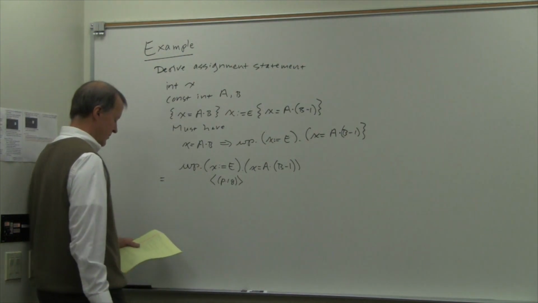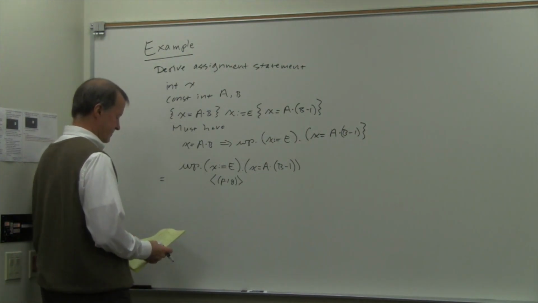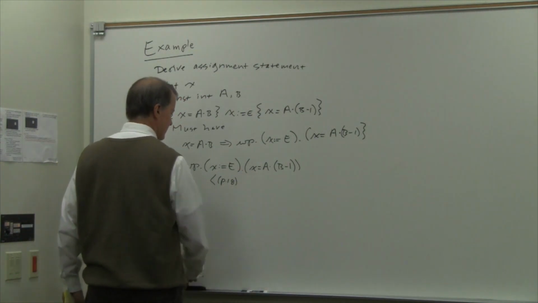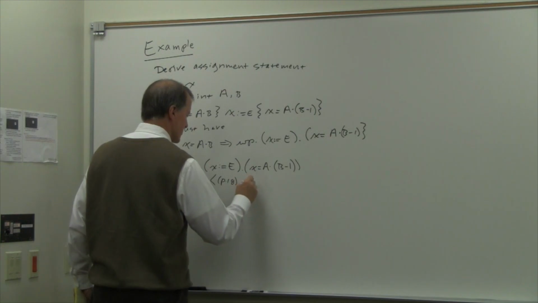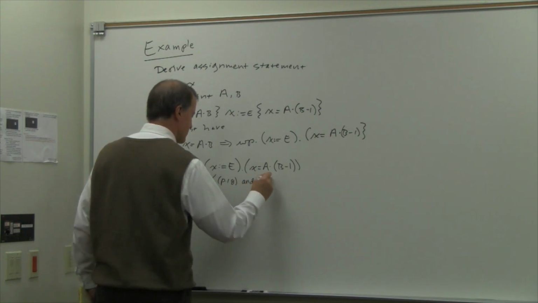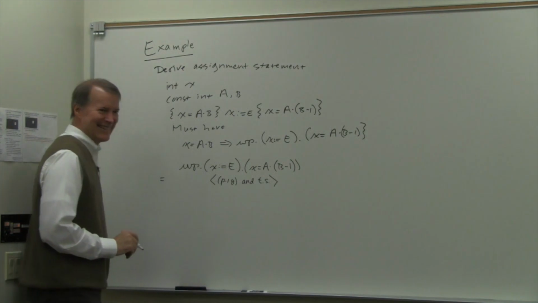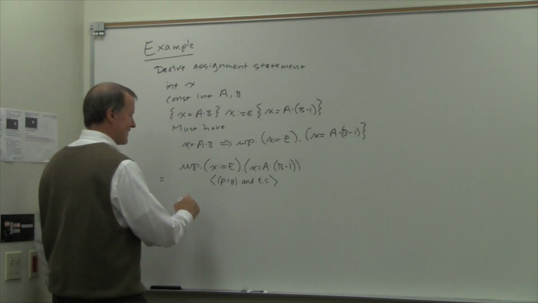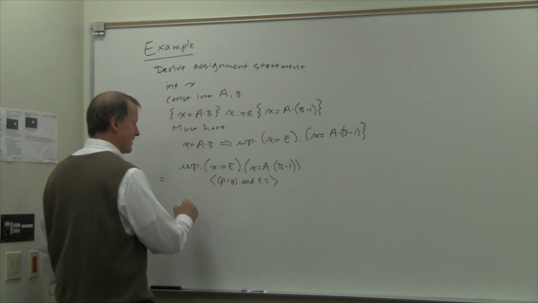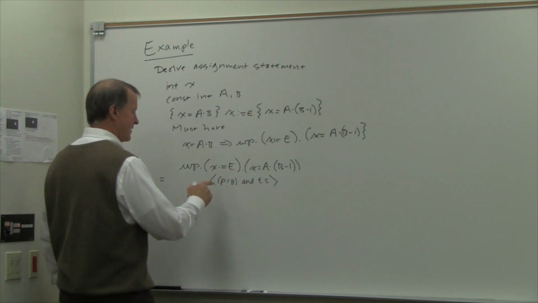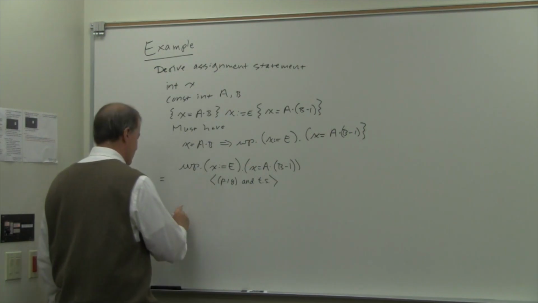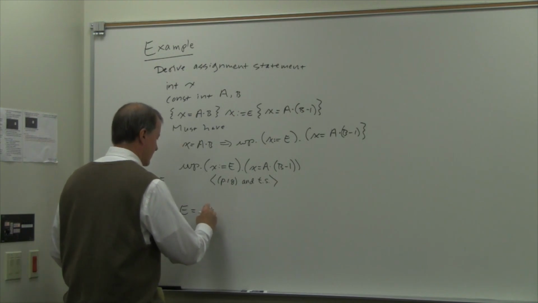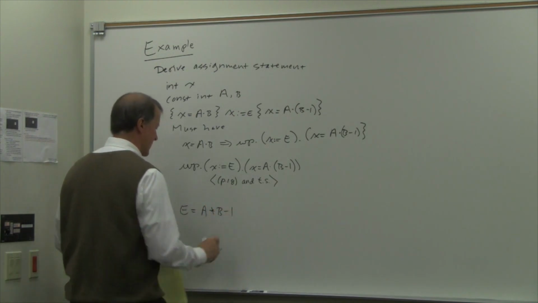So P18 tells us that this is, what is it? Can you tell me? X equals A times B. Shall we do P18 and textual substitution? You want to combine these two steps? Sure. Okay, so this would be what? E times B minus 1, E equals A times B minus 1.